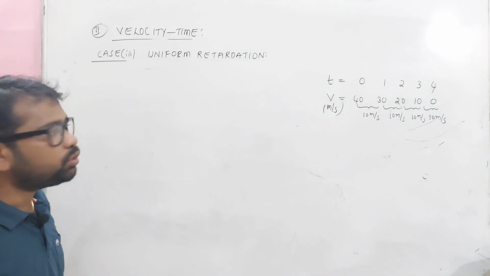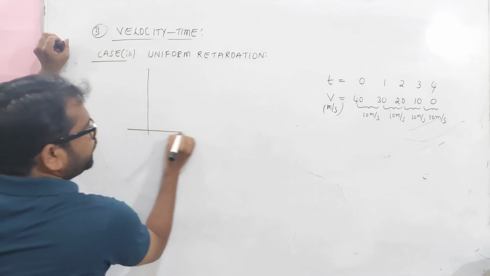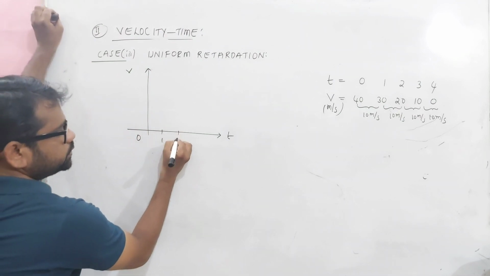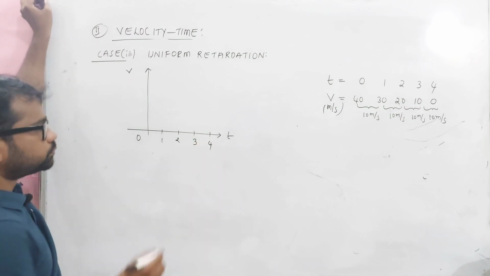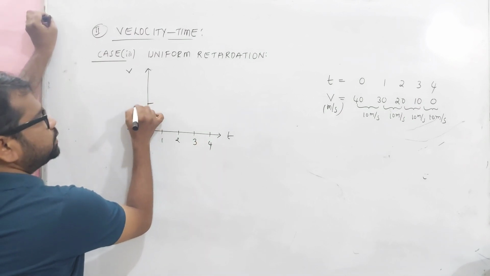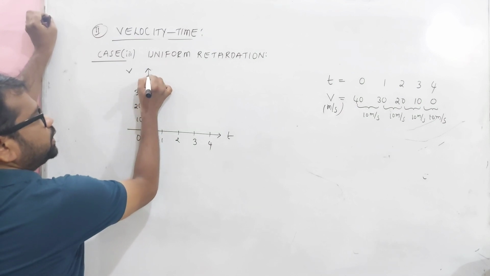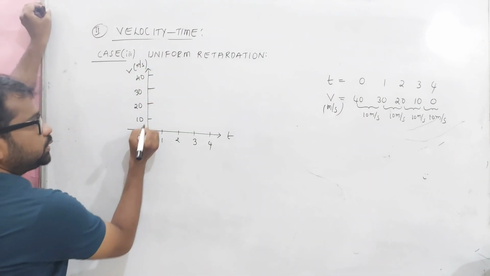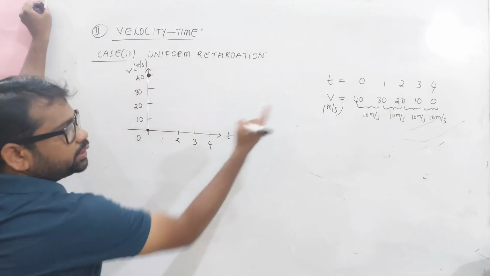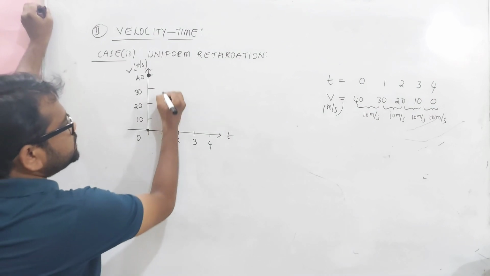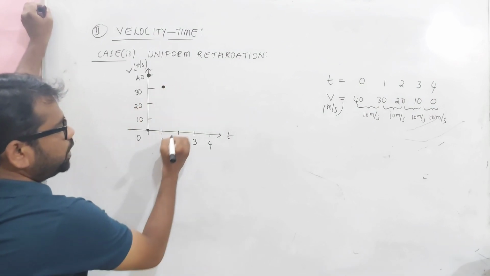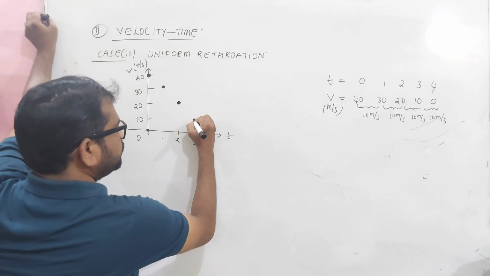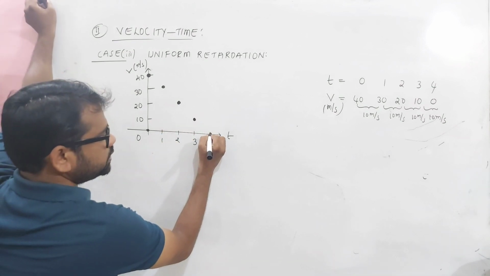For this data, if you make a graph, how do we get it? Look here. Time is taken here, and velocity is taken here, and here is 0, 1, 2, 3, and here is 4. As usual, here is 10 meter per second, 20 meter per second, 30 meter per second, and here 40 meter per second. Velocity is taken in meter per second. Initially, when the time is 0, the body has a velocity of 40 meter per second. After 1 second, its velocity is 30. After 2 seconds, its velocity is 20. After 3 seconds, its velocity is 10. After 4 seconds, its velocity will be 0.